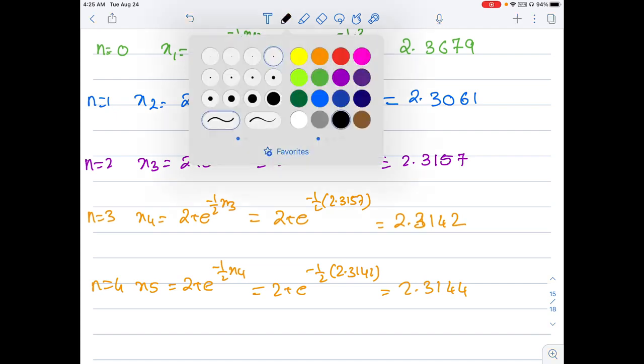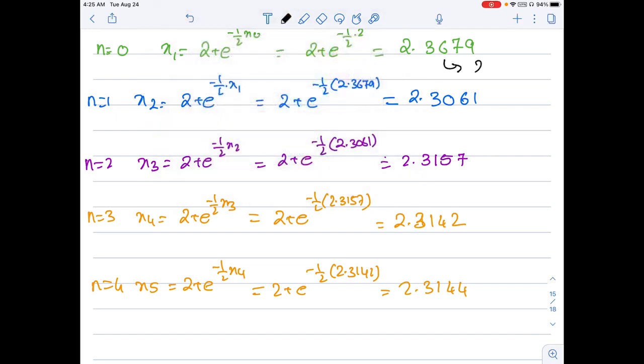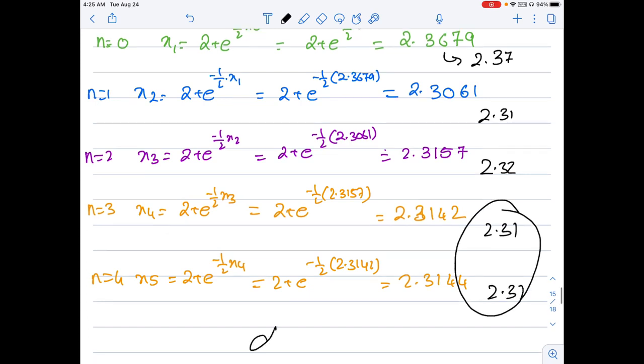Why do I stop over here? I can see that when I round to two decimal places, it is 2.31, 2.32, 2.31, 2.31. It's repeating. So whenever it is repeating, that's going to be the answer. So the answer is 2.31.